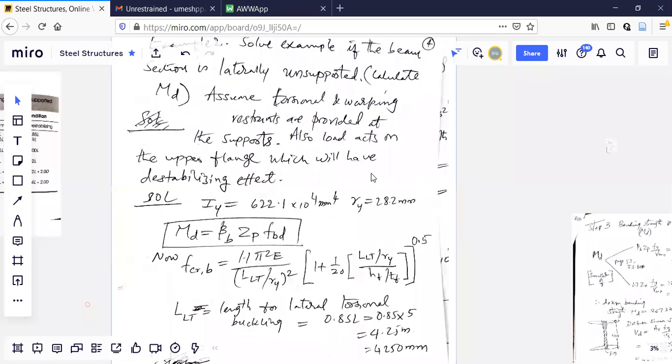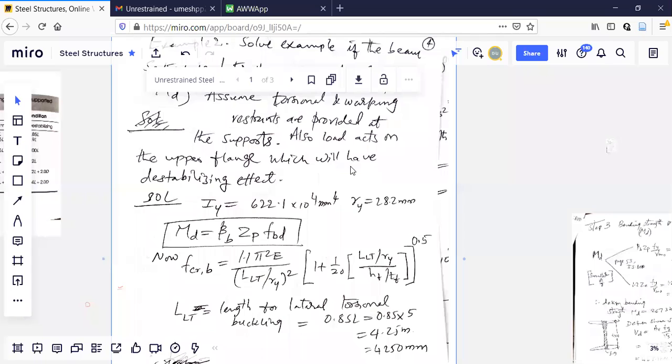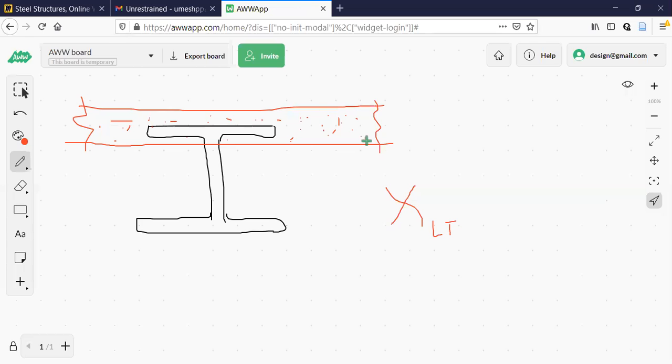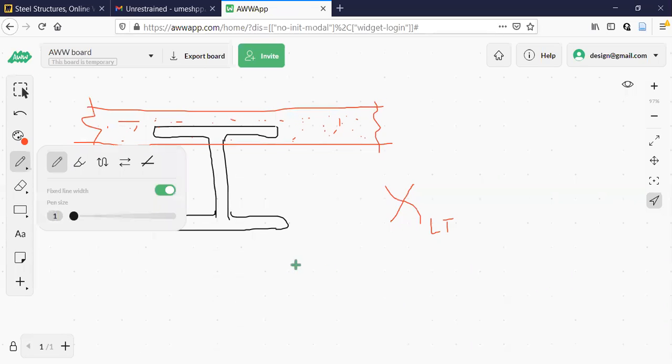Assume torsional end. So here one sentence is there. Because of that sentence, I am going to refer to that particular table, whatever I was showing. Assume torsional and warping restraints are provided at the supports. What does it mean? Supports are not allowing the member to rotate about its own axis. Whenever you try to rotate a member about its own axis, it results in a torsion if it is prevented. If that rotation is prevented, it is as simple as strength of material that you must have already seen.